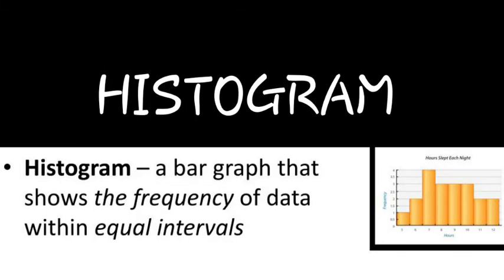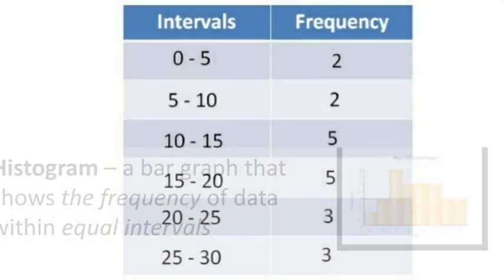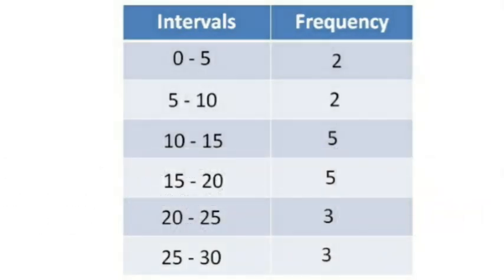Next one, histogram. This is a form of representation like the bar graph, but it is used for continuous class interval. For example, this table gives the marks of 20 students in an annual examination. Between 0 to 5, how many students are there? 2. 5 to 10, 2 students. 10 to 15, 5. 15 to 20, 5. 20 to 25, 3. 25 to 30, 3.